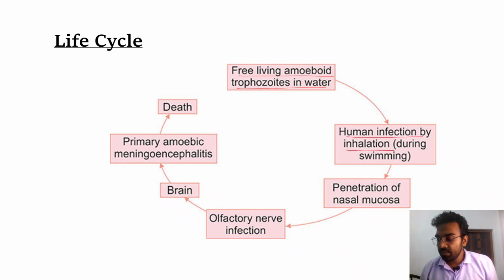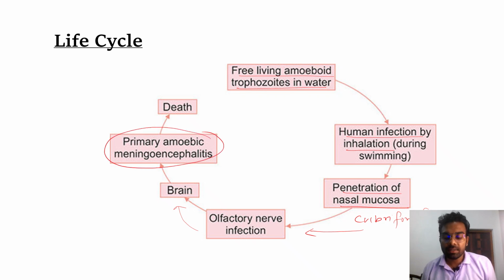these organisms enter our body through inhalation and penetrate our nasal mucosa via the cribriform plate. It enters and infects our olfactory nerve. Through the olfactory nerve, it enters our brain. And once it enters our brain, it causes meningitis, which is known as primary amoebic meningoencephalitis. Since there has been no effective treatment, the ultimate outcome most of the time is death.